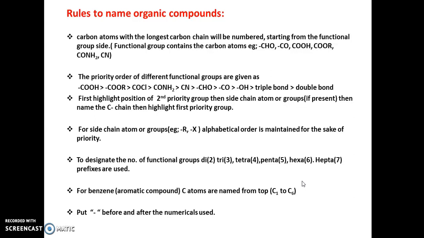Now the last point is, whenever you are highlighting the position of a functional group or of a side chain atom, you have to put a number. Suppose 3-methyl. Whenever you are using the number 3, you have to put a hyphen before 3 and after 3. So if you are writing 4-methyl, then you have to write hyphen 4 hyphen methyl. Whenever you are writing the number, you must use a hyphen before and after the number. Clear?